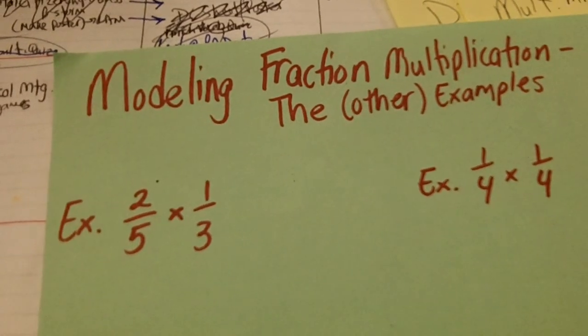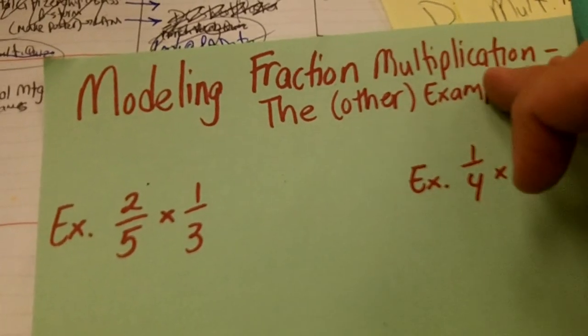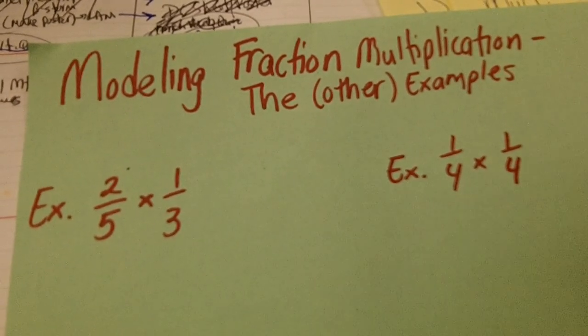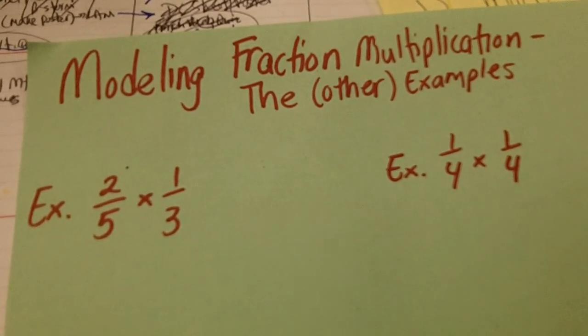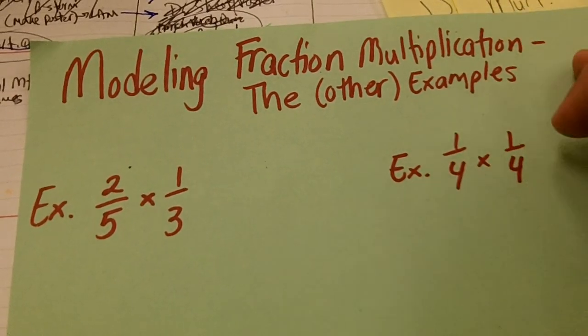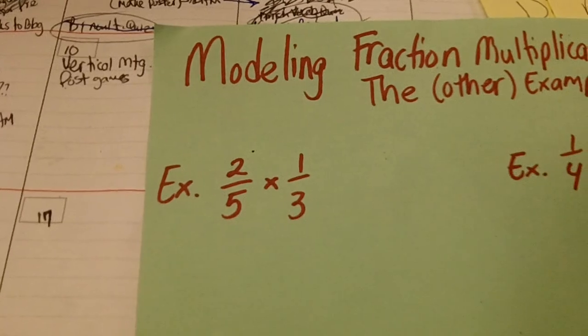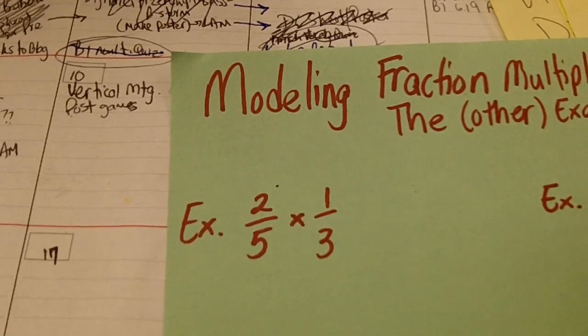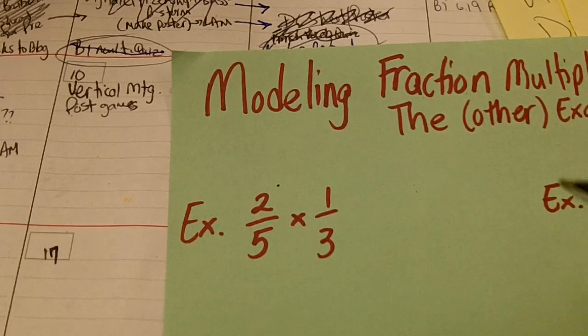Alrighty folks, this is part 2 of the experiment with doing examples and no instruction, but this is meant to be kind of a side note to modeling fraction multiplication. I'm calling it the other examples. So I'm going to take a look at this example right here, 2/5 times 1/3, and I'm actually holding the camera, so if this looks a little shaky, I do apologize.